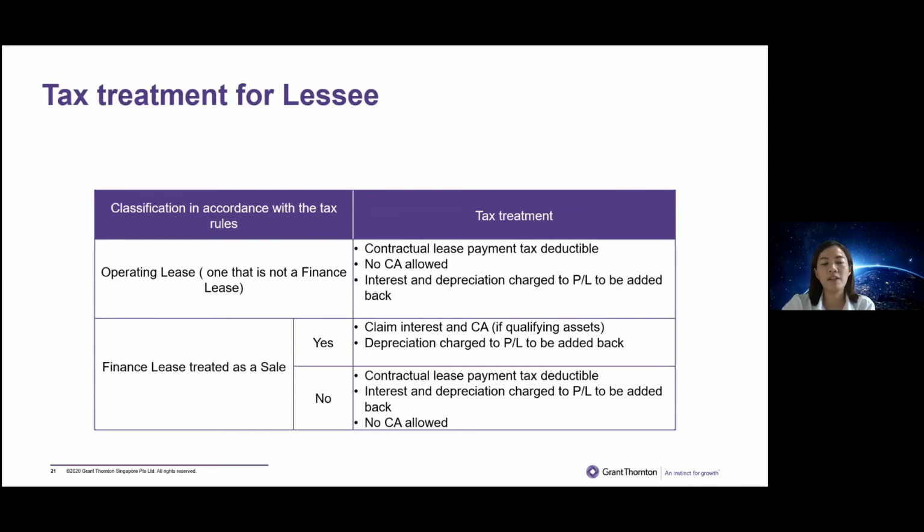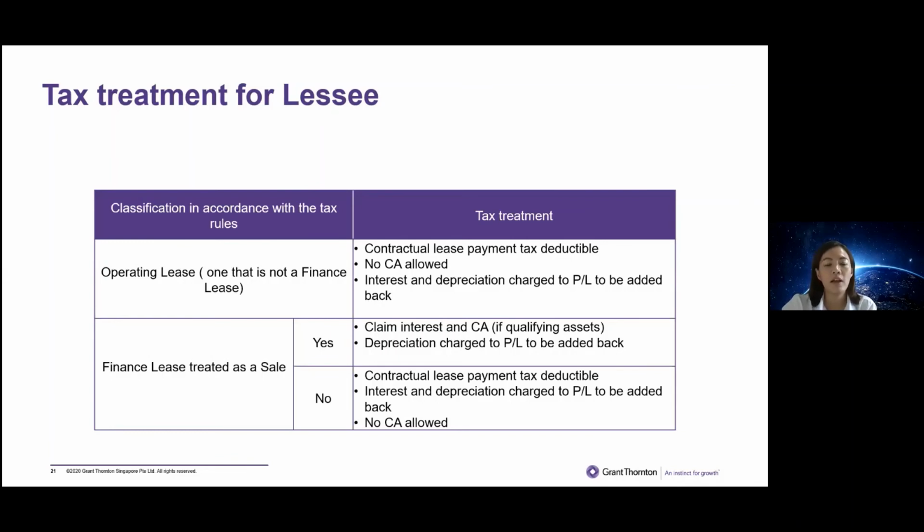And then the thing is, because for FRS 116, there will be interest expense that's being charged to the P&L as a result of computing the present value of your future lease payments, and there will be depreciation expense as a result of unwinding your right of use asset. So these two items are to be added back in your tax computation.